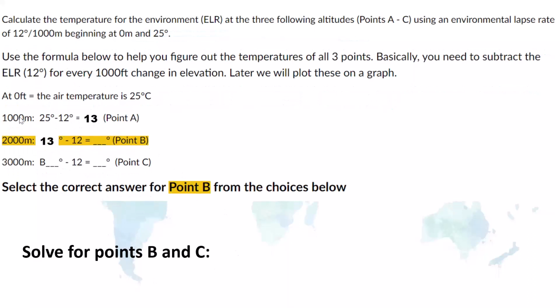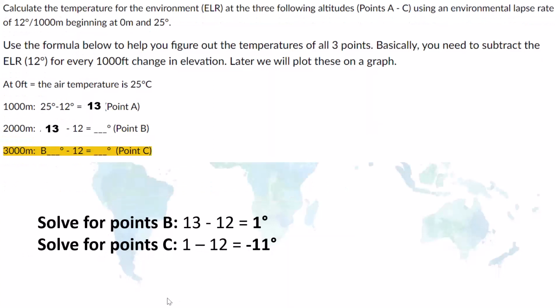So as we continue to rise in altitude, we have gotten to 2,000 meters. Our lapse rate, environmental lapse rate, is still 12 degrees. So we're going to do that again for point B, and then also try and figure out point C. So again, maybe pause the video, make those calculations so that you can test or see if you got the same answers that I did. Pause the video now. All right, let's check it out.